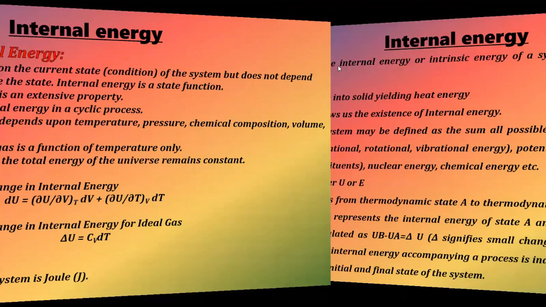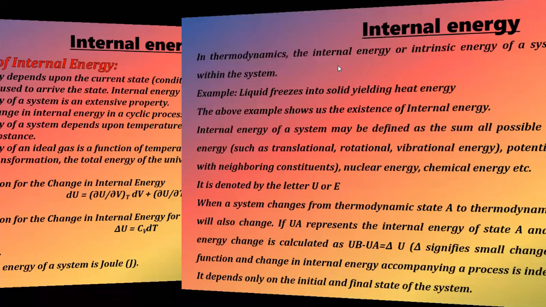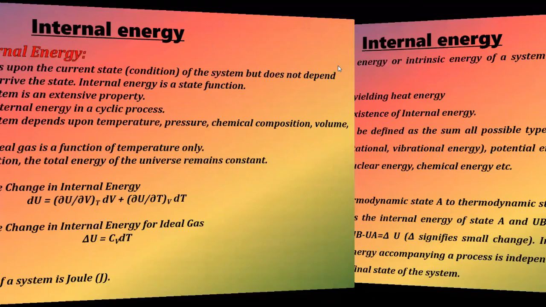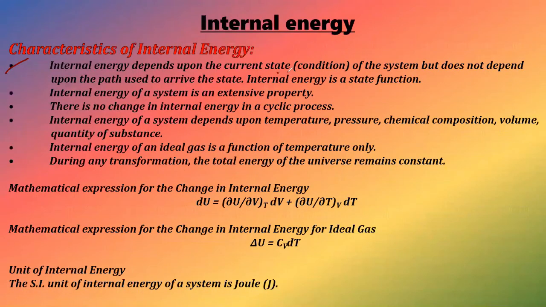Now there are characteristics of internal energy, and let us see what these characteristics are. First one says internal energy depends upon the current state. We know this very well, that it is independent of path and it is a state function. That is what is written in the first point. Second point says it is an extensive property. Third point says no change in internal energy occurs in a cyclic process. Definitely no change will be there, right?